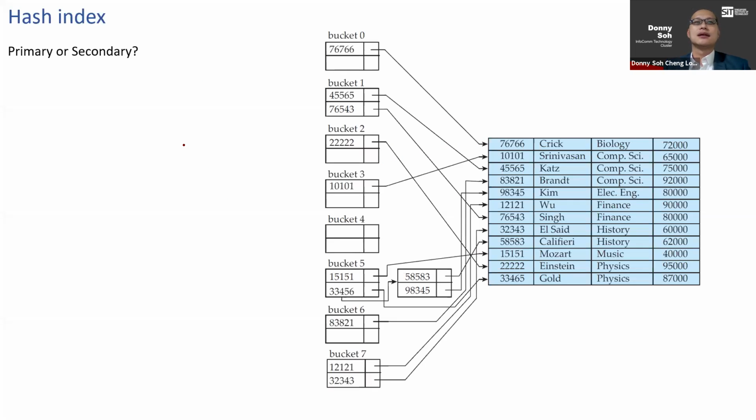Okay, let's look at this example. Hash index. Is a hash index a primary index or a secondary index? What do you guys think?